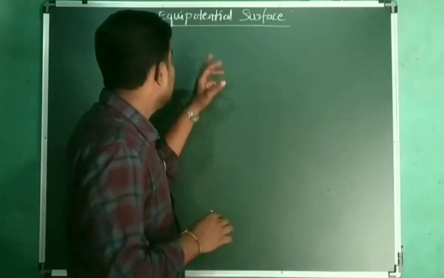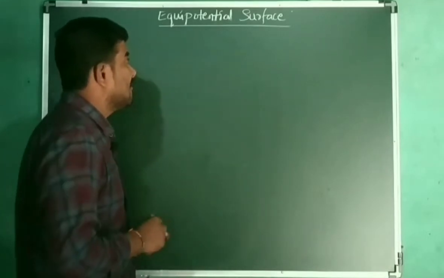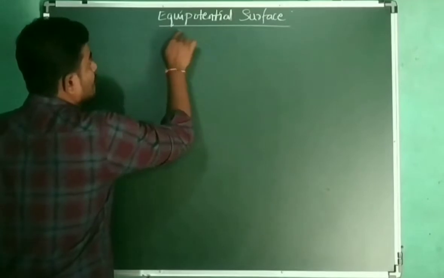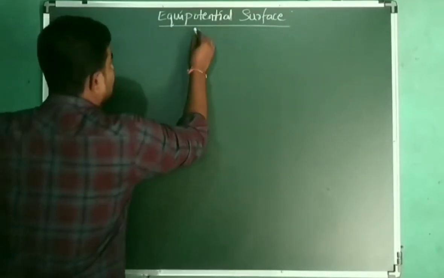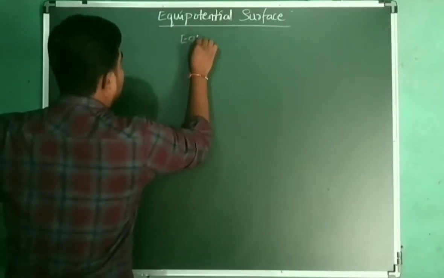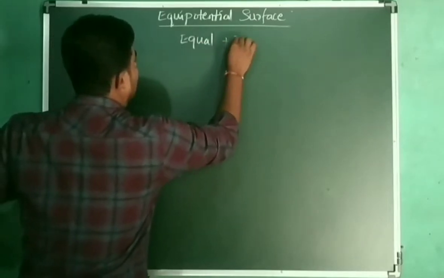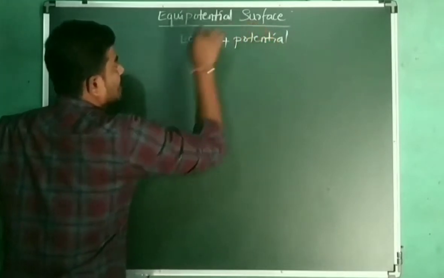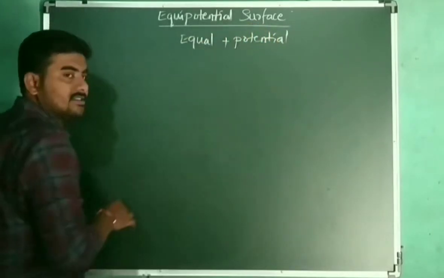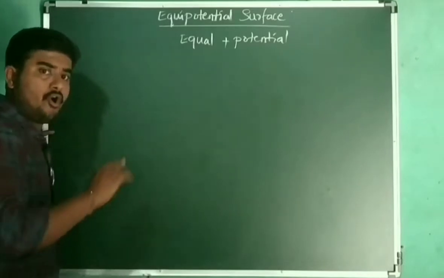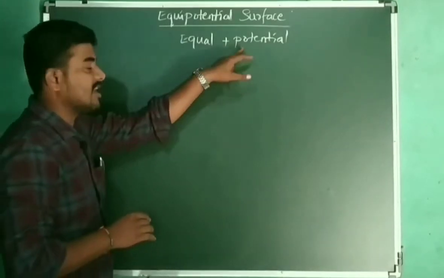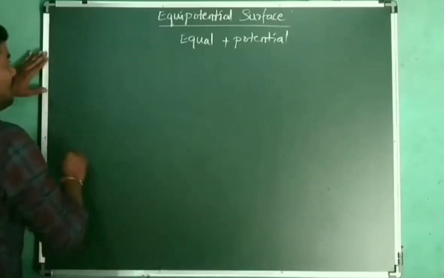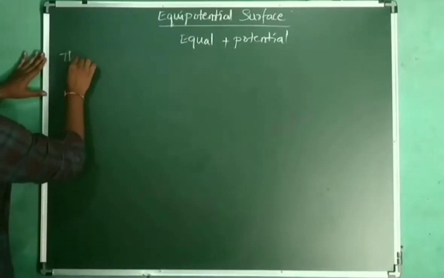So let us begin our discussion on equipotential surface. You can observe the title itself. Equipotential: when you split this, you get equal and potential. It means on the surface the potential is going to remain the same. At all the points on the surface, if potential is the same, then that surface is called what? Equipotential surface.